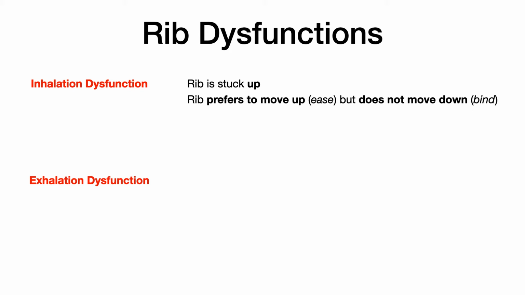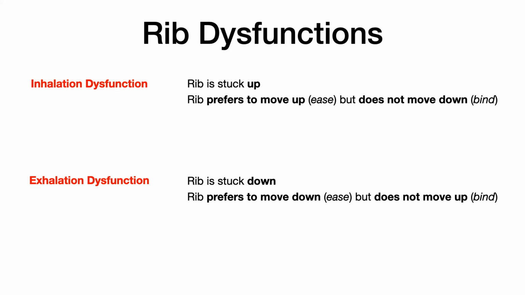Now let's look at the opposite of that, an exhalation dysfunction. When you breathe out, the ribs go down. So in an exhalation dysfunction, the rib is stuck down. The rib prefers to move down into its ease, but it does not want to move up into its bind.